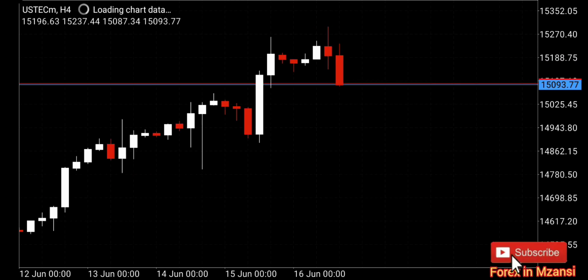So that's what you should expect, guys. So if you want to sell, you can see there's a possibility of the price going for a pullback. But if you don't get confirmation, because the trends are pushing up, you're not gonna enter.